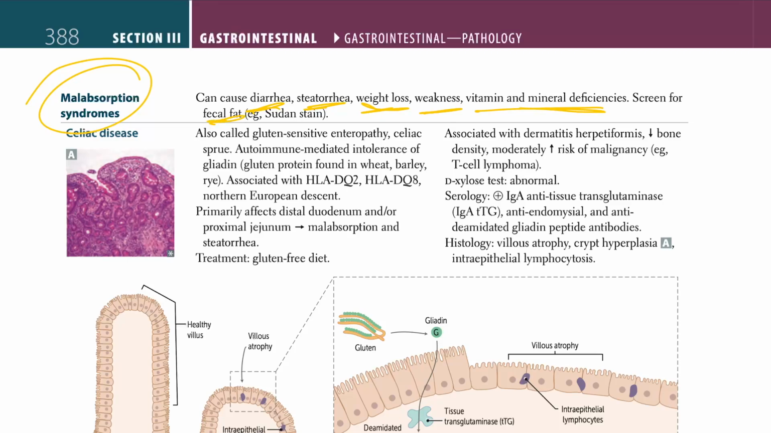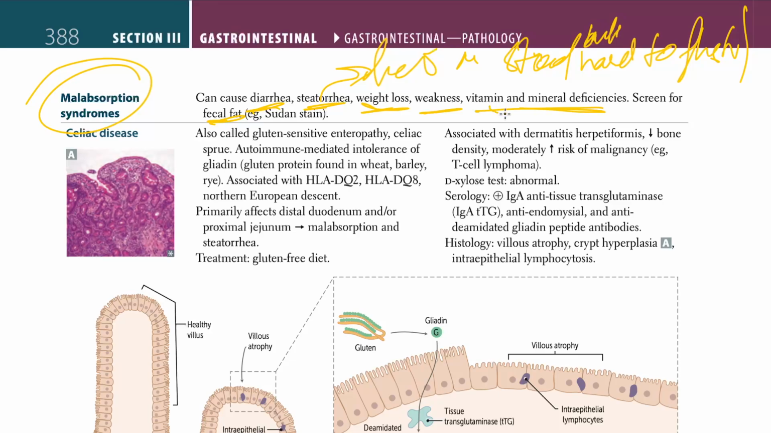Steatorrhea is going to give you fat in stools, right? How do we know it's fat in the stool clinically? Well, it's bulky, foul-smelling, and hard to flush. Bulky but hard to flush. Stools don't even flush. You're like, hey, something wrong with the water? No, man. You just got a lot of fat in there.